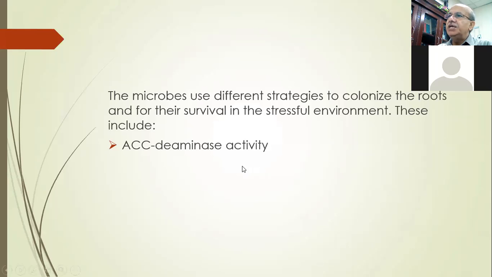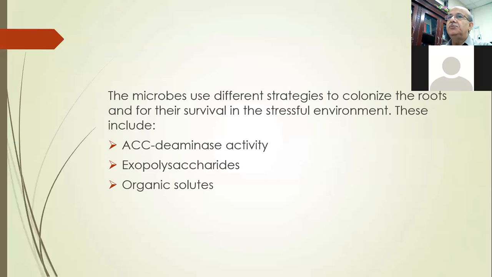The ACC deaminase activity helps the microorganisms to survive in this stressful environment. Then they produce exopolysaccharide, which helps them in better survival and better colonization on the plant roots. They produce certain organic solutes, which help the plant to have more microorganisms in their rhizosphere or on their roots, even under stressful environment. Production of antioxidant enzymes.